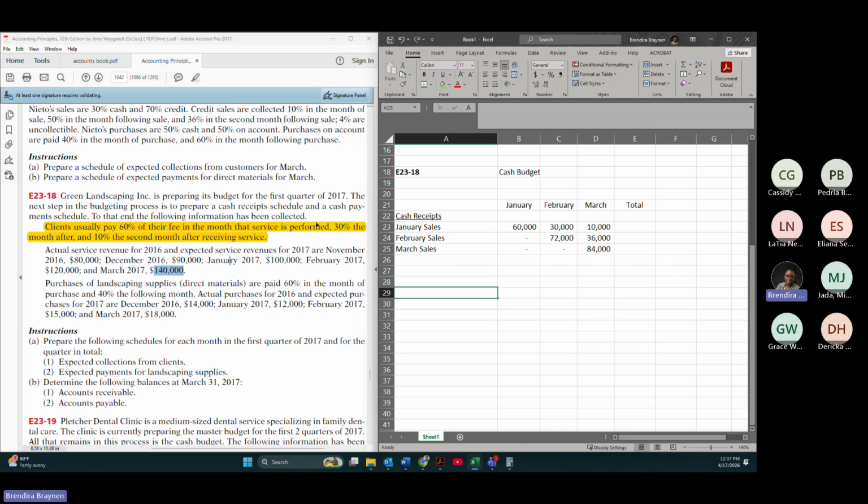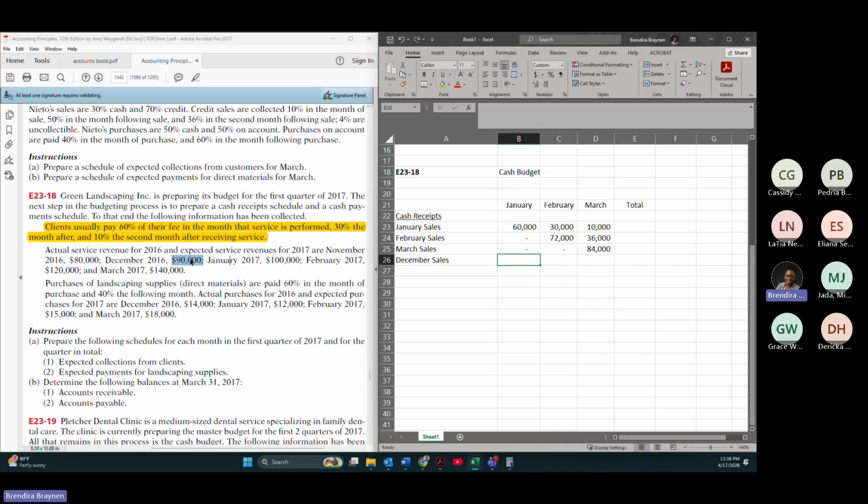I'm not finished, because technically if I go backwards now, using the same month, they give me December numbers, which is 90,000. Why they gave me December numbers is because 60% will be collected in December, the same month. 30% of December is going to be collected in January, and then 10% of December is going to be collected in February. So December, January, February. I could document the December sales here as well.